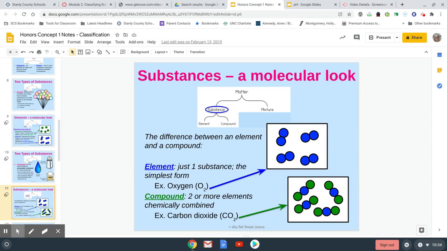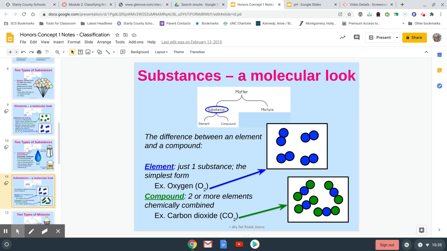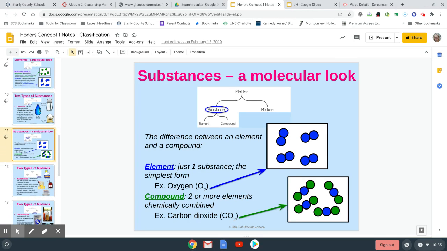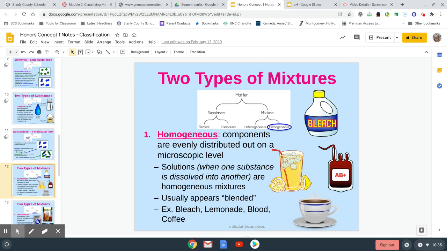So this is what they would look like on the molecular level. So we said this is an element because they are the same atoms joined together. But here you've got two or more elements chemically combined. Sometimes you'll see the word differently there, different elements. So here we have carbon dioxide. It has one carbon and two oxygens. So these pictures you'll want to refer back to when you work on the worksheet in the PowerPoint I'll post.